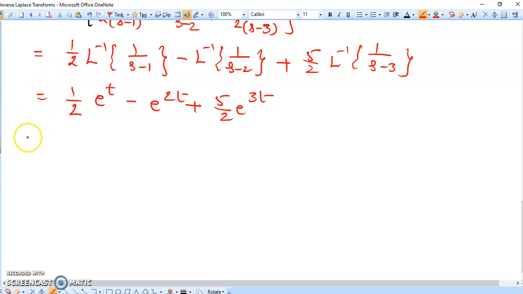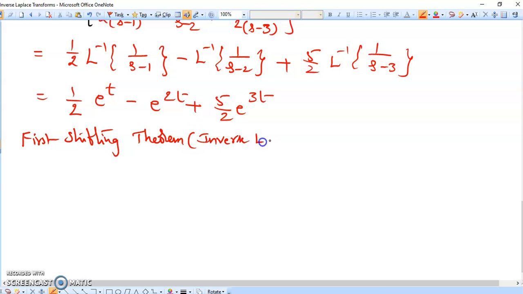Now I'll just brief you the shifting theorem in the inverse Laplace transforms. Okay, first shifting theorem in the inverse Laplace transforms. Okay, so as we are talking about the same inverse Laplace transforms, first shifting theorem. Okay, now what is the first shifting theorem in the inverse Laplace transform?